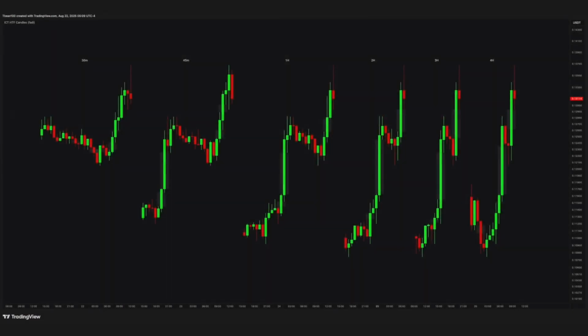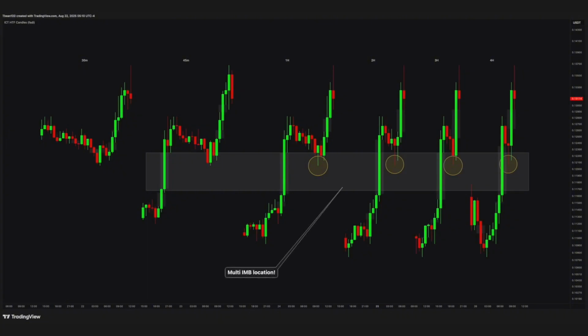Let's look at another trading example with multi-time frame imbalances that are very clear. But this time I'm facing another problem. This time I have an extremely large area to cover. Just look at this gigantic imbalance that is standing out here.